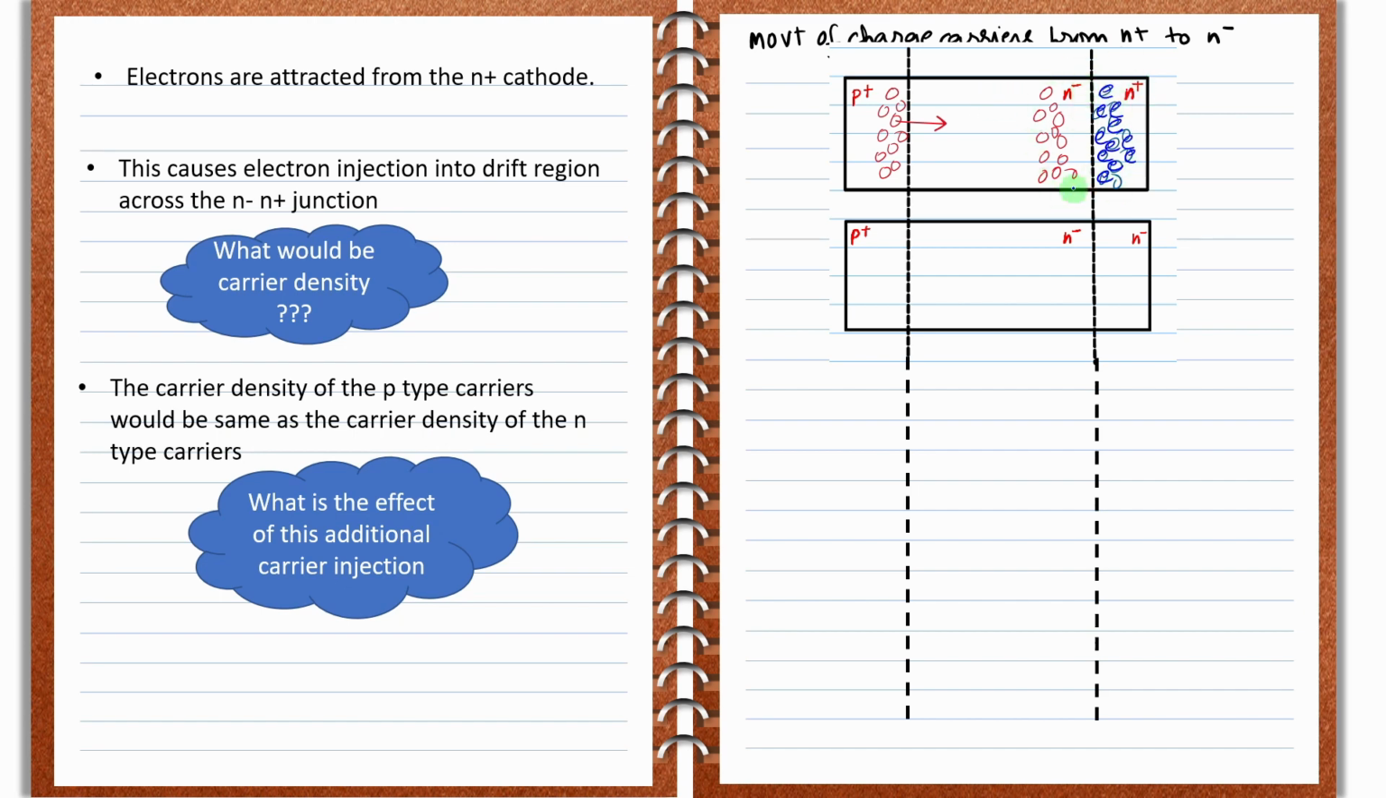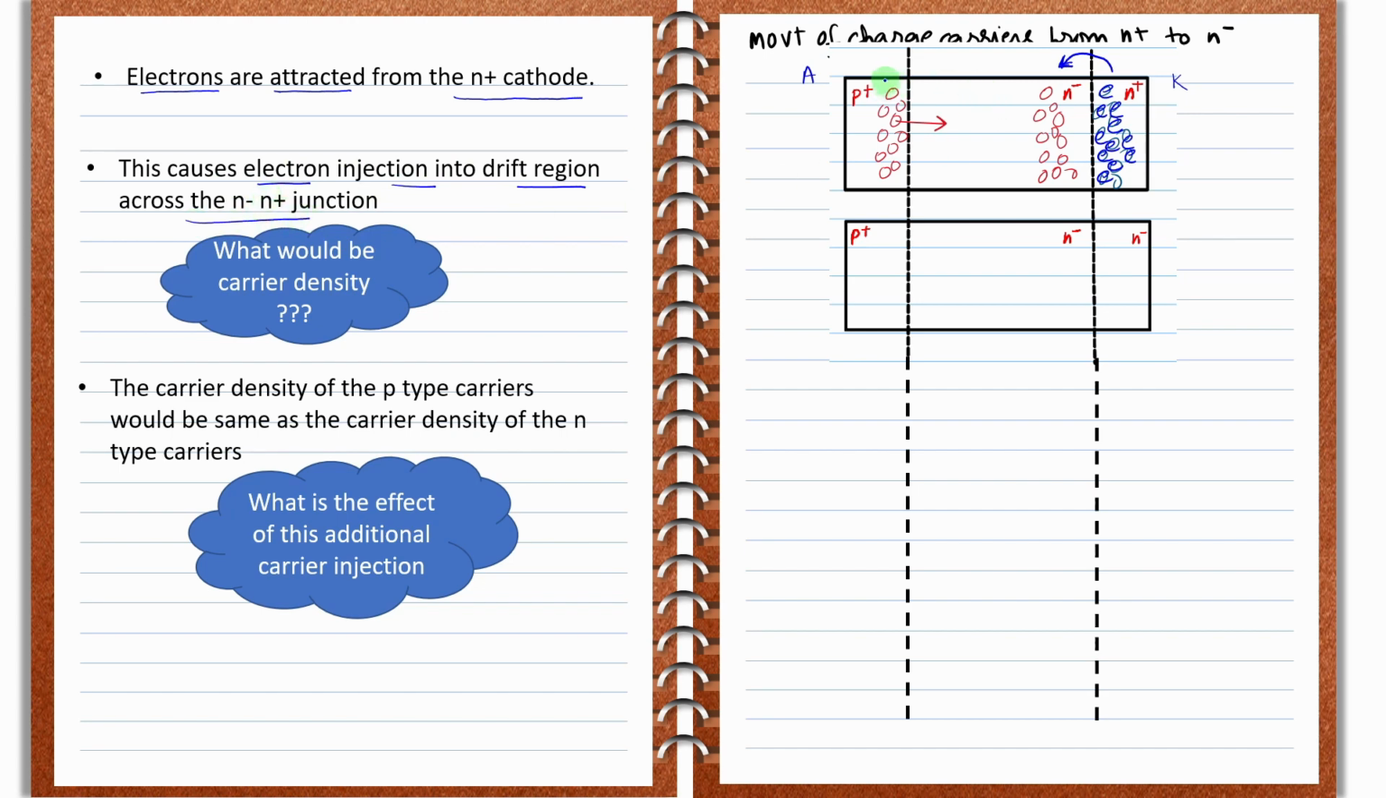At this point, a lot of holes have reached the n minus n plus junction. So naturally what will happen? These electrons will be attracted from the n plus region to the n minus region. Once holes reach the junction, electrons are attracted from the n plus region to the n minus region. So once the holes reach the n minus n plus junction, the electrons are attracted from the n plus cathode. This is the anode and this is the cathode. So this causes an electron injection into the drift region across the n minus n plus junction.